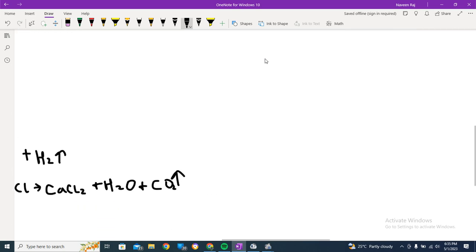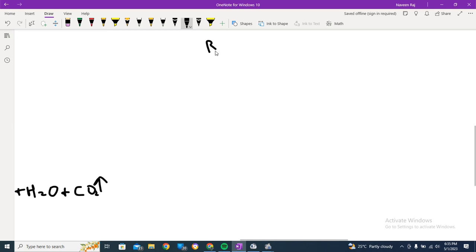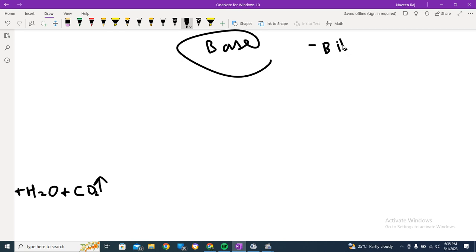Now let's move to bases. Again we have the opposite properties. A base is a substance which has a bitter taste. Acids have a sour taste, bases have a bitter taste, right? They turn red litmus to blue, and bases neutralize acids, because they have opposite reactions.